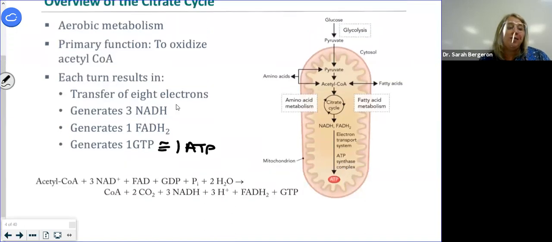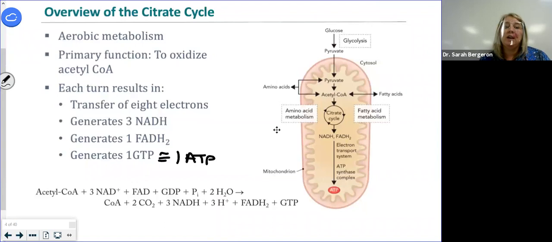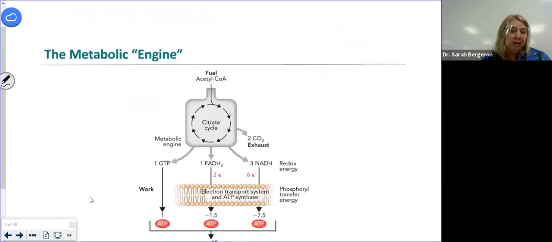So all of the enzymes that are in the citrate cycle are either embedded in the inner mitochondrial membrane or they're in the matrix of the mitochondria. But basically from here on out, once you have acetyl-CoA, everything is happening either attached to the inner mitochondrial membrane, or in the matrix. So you have to keep in mind what's going on and where.